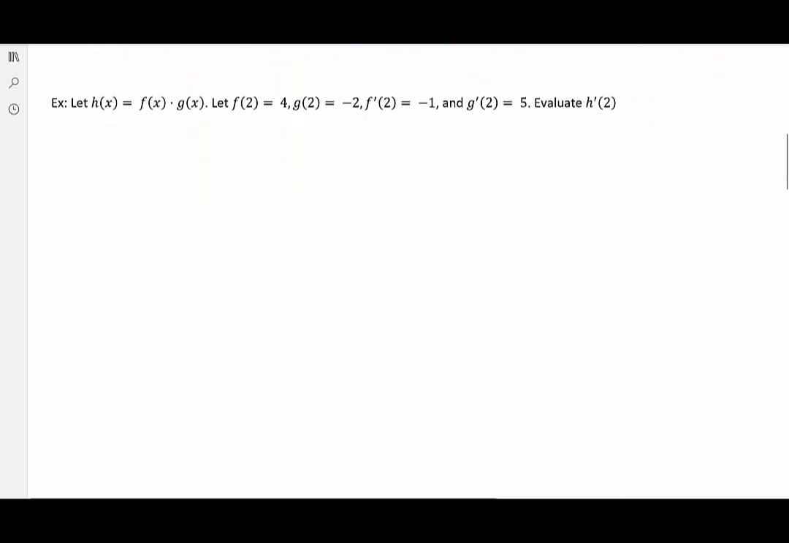All right, let's look at another example here. So h of x is, let's see here, f times g. Let f of 2 equal 4, g of 2 equals negative 2, f prime of 2 equal negative 1, g prime of 2 equals 5. Evaluate h prime of 2. So this is a bit more abstract because we don't have the actual f of x and g of x functions. Instead, we have like their evaluations.